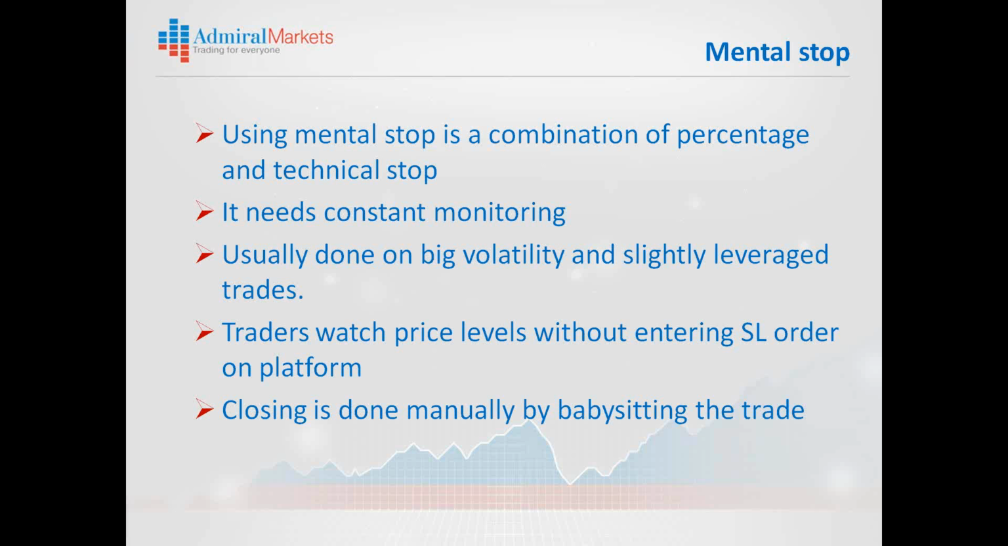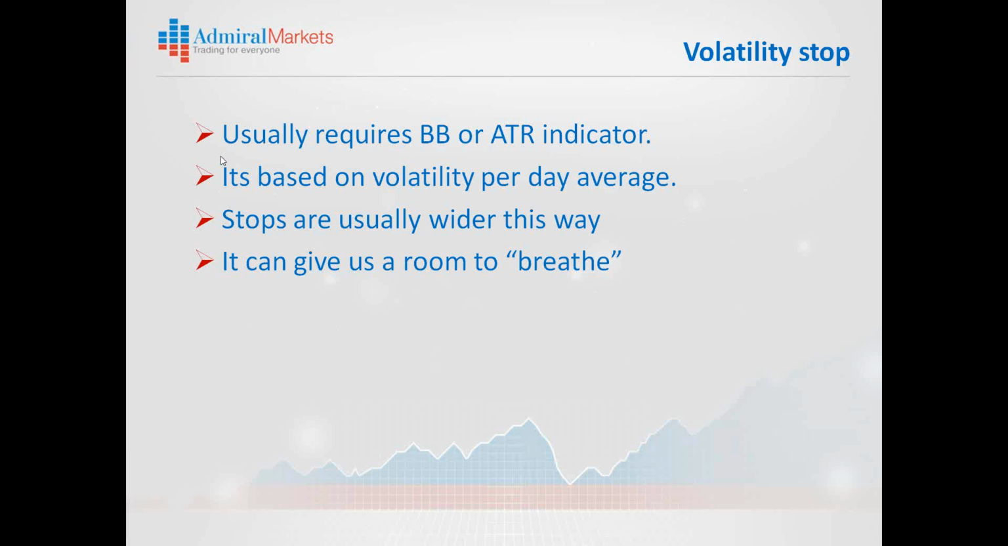So the next kind of stop, Chris, will be the volatility stop, which is a stop that some traders use, and it usually requires Bollinger Bands or the ATR indicator. So it's based on average daily volatility. That means that stops are wider this way. For example, if you're using Bollinger Bands and you place a long trade, then you place your stop just below the lower Bollinger Band. If you want to place a short trade, you put in your short entry and then you put your stop loss above the upper Bollinger Band.